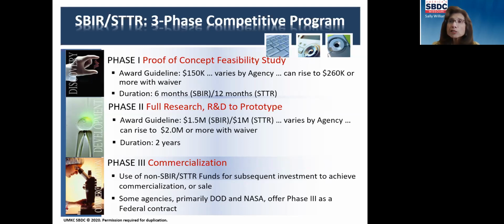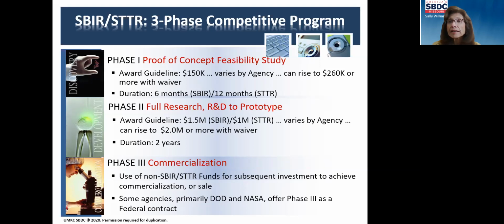Again, the purpose is to prove that your idea works. It's a proof of concept feasibility study. If it's an STTR, you have 12 months to spend the money. Then once you've received a phase 1, you can apply for phase 2.